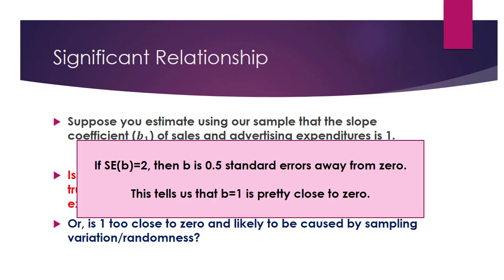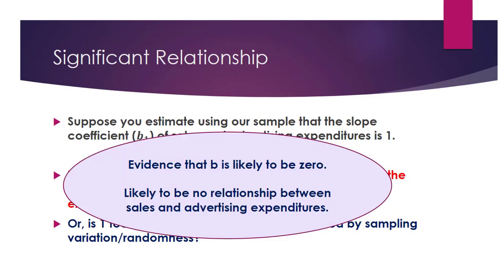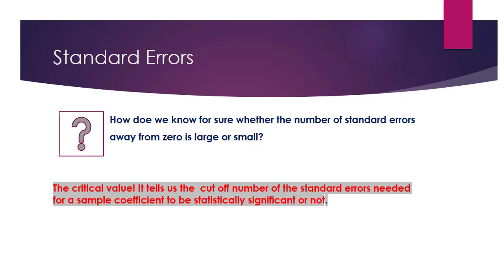However, suppose instead that the standard error is 2. Then B of 1 is only half a standard error away from 0. This means it's very close to 0. This is evidence that the B is likely to be 0 and that there is no real relationship between sales and advertising expenditures. You can see that standard error is vitally important in determining whether there is a true relationship between X and Y in the population, as it gives us a sense of how far our sample B estimates are from 0.